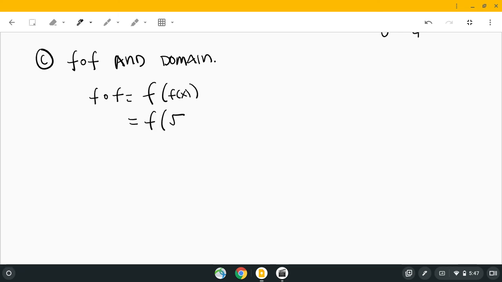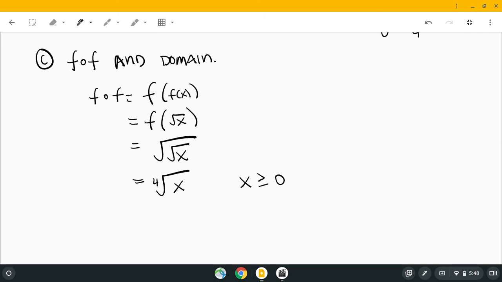Let's do F circle F and the domain. All right, so F circle F means f of f. So we are going to plug in square root x into the f function. So that's going to give me the square root of the square root of x, which is the fourth root of x. Here, the domain of this fourth root of x, we know is x has to be greater than or equal to 0.